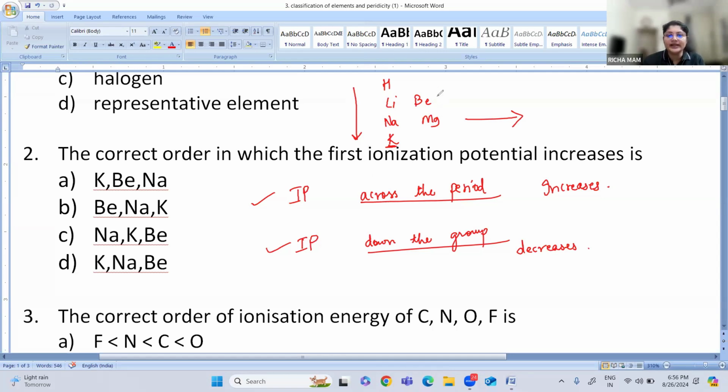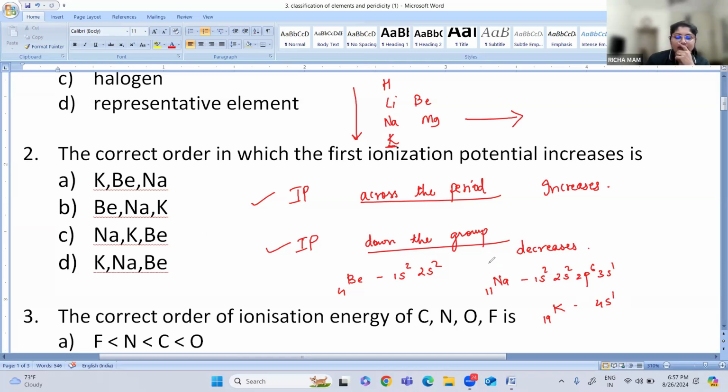So if I write the electronic configuration for beryllium, beryllium is 4, so it will be 1s2, 2s2. Then sodium is 11, so it will be 1s2, 2s2, 2p6 and 3s1. Then is your potassium. Potassium is 19, so the last one will be 4s1.